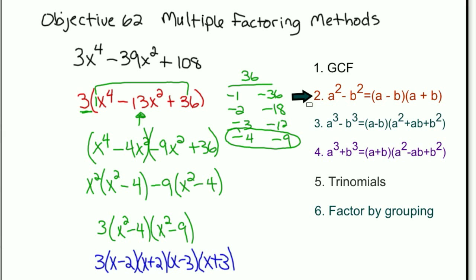Because I used the rule, I'm going to start again. I'm going to look for a common factor in my terms. There is none. Sum and difference of squares and cubes, nothing. No trinomials. And I don't have 4 or more terms together, so it's not a factor by grouping problem. So my final factorization of the problem is this.